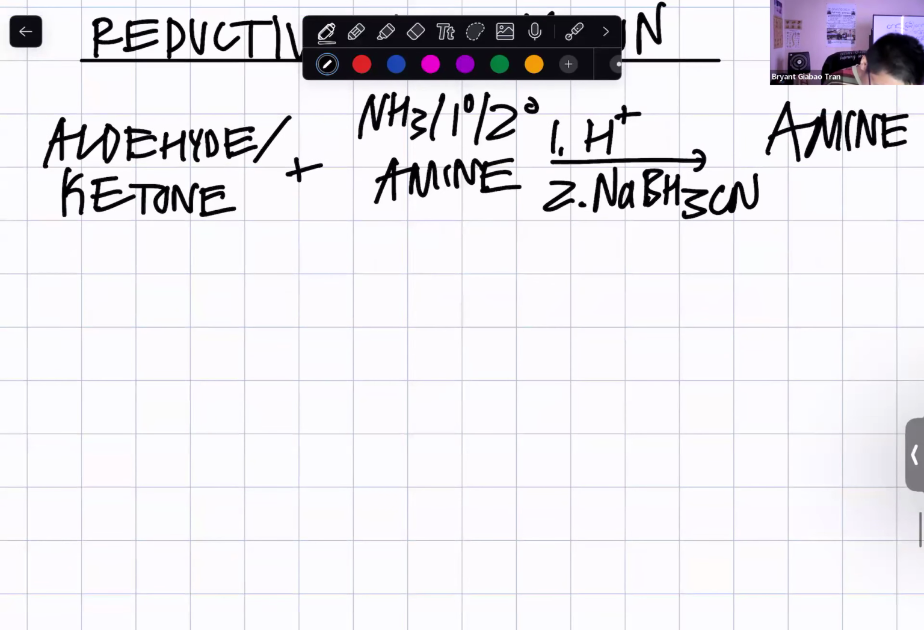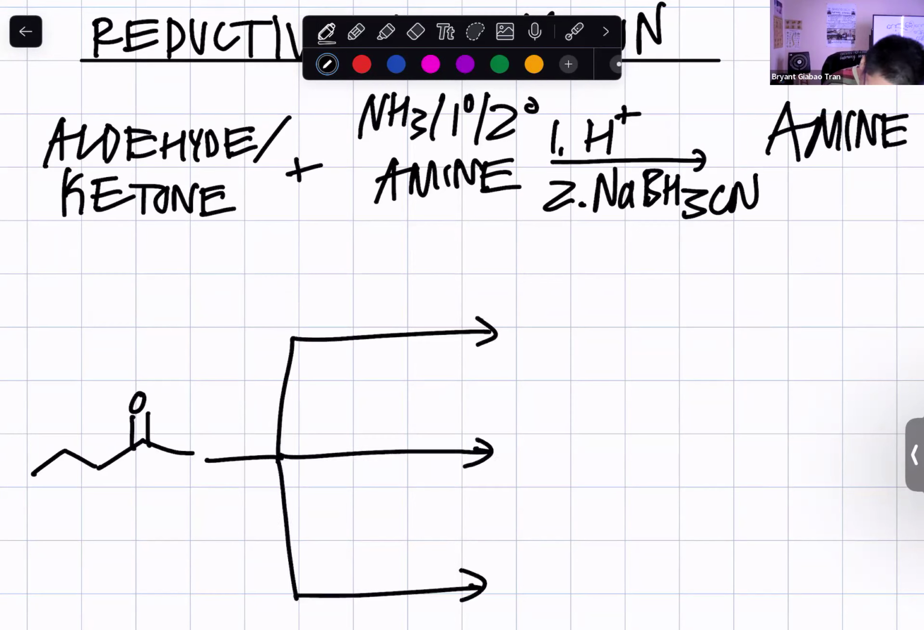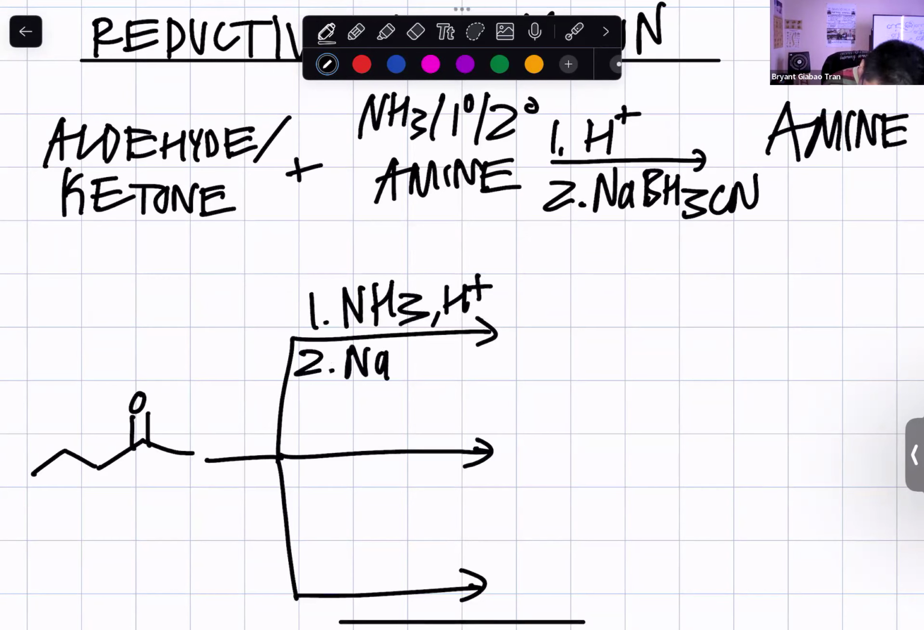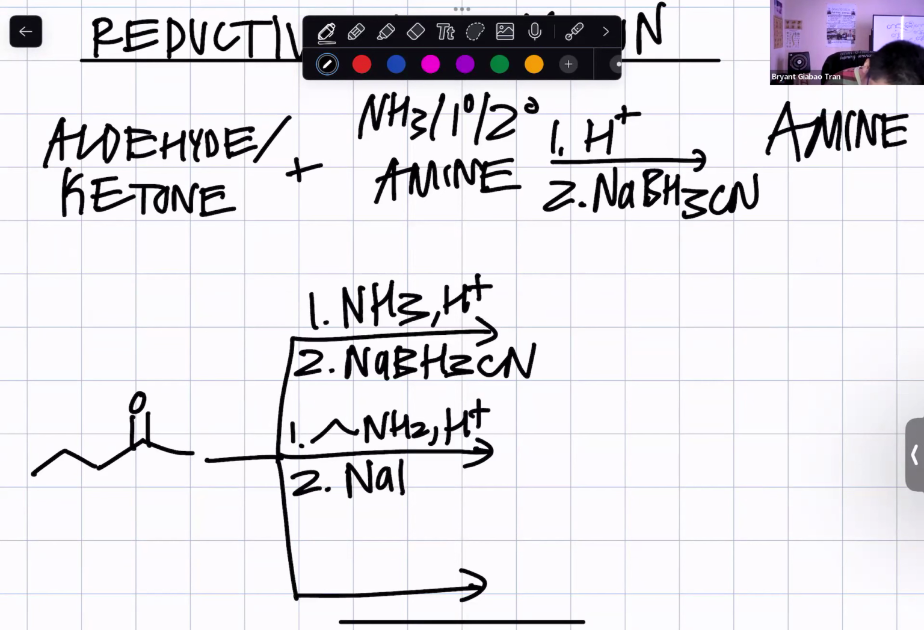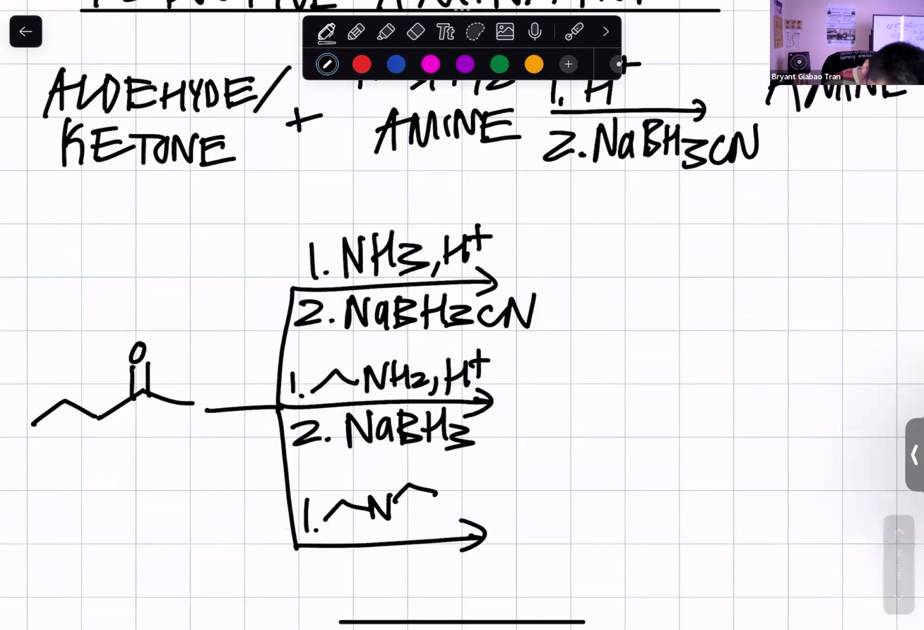Right. Let's just say I give you this generic ketone, and I give you guys these 3 different reagents here. The first one is going to be ammonia in acidic conditions. Second step, NaBH3CN. The second reaction is going to be a primary amine in acidic conditions. Second step, NaBH3CN. The third reaction is going to be a secondary amine in acidic conditions, NaBH3CN.